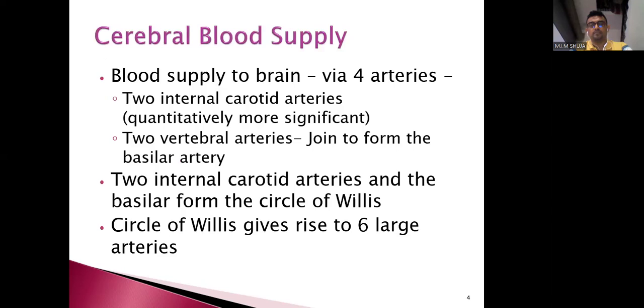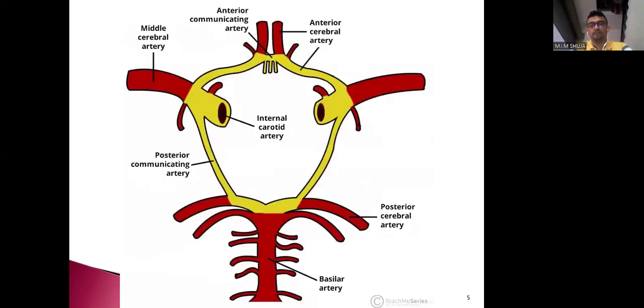Cerebral circulation is mainly blood supply to the brain via four arteries, two internal carotid arteries and two vertebral arteries. They form the circle of Willis and give rise to six large arteries: anterior cerebral artery, anterior communicating artery, internal carotid artery. The area colored in the circular fashion is the circle of Willis.